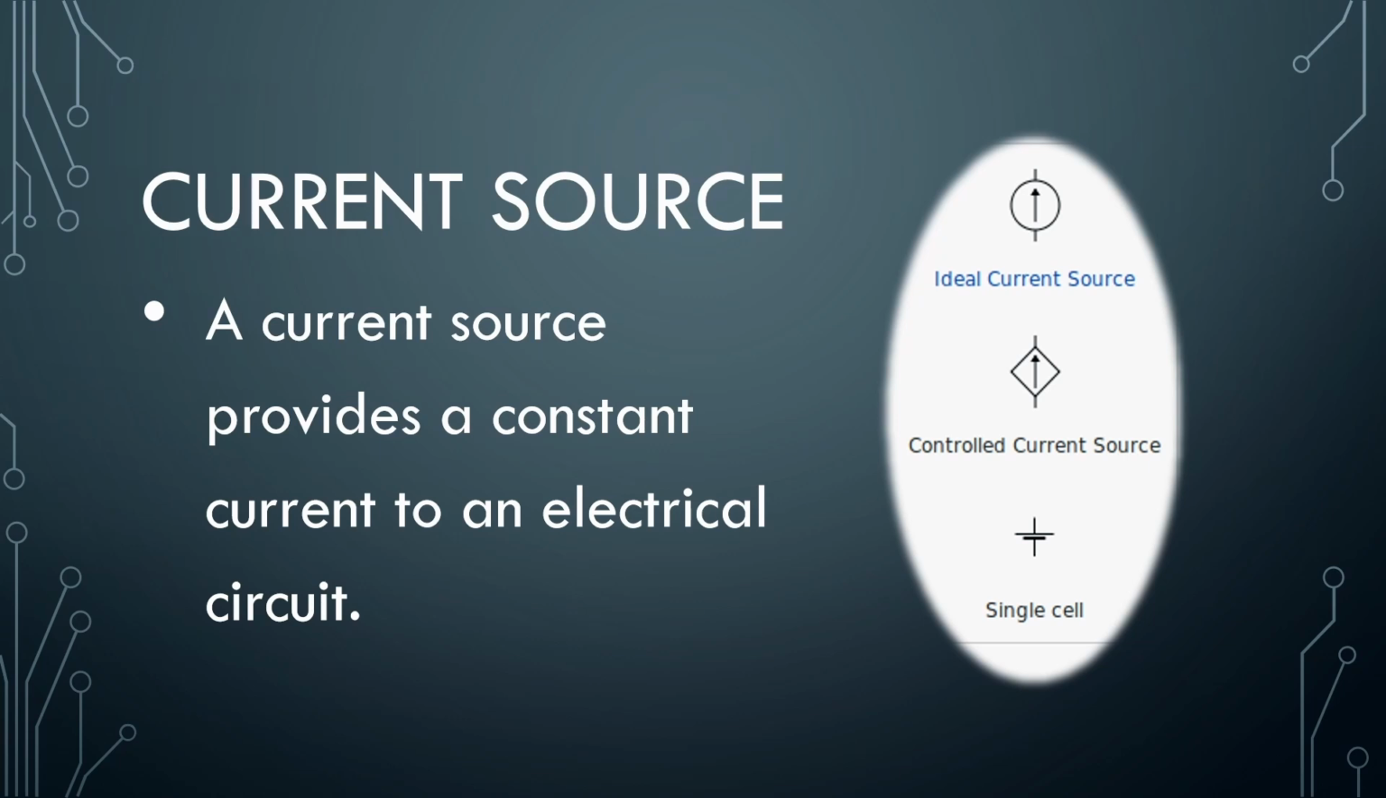The applications of current sources are that they are used where constant current is vital, such as sensors. In analog circuits, they are essential for biasing and amplifying circuits. They are also used for testing equipment, in laboratories for testing components.